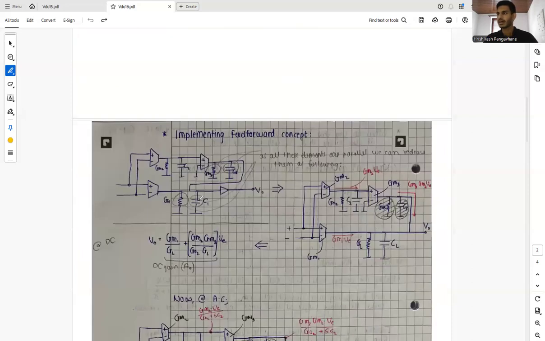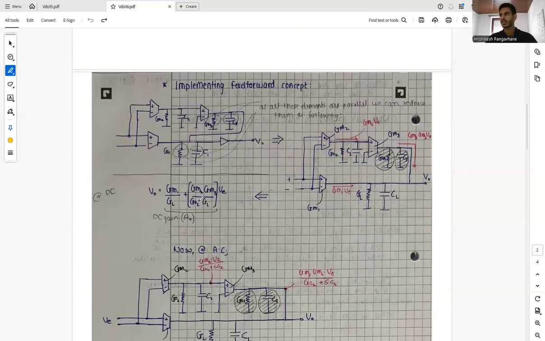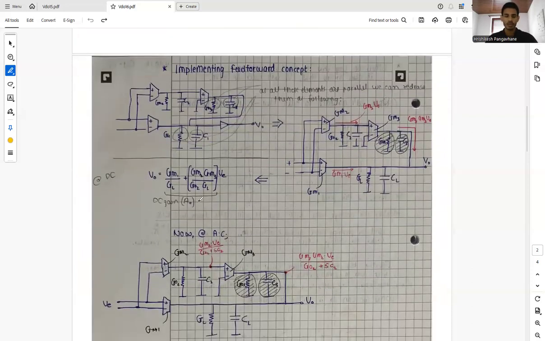So now let's discuss the implementation of the feed forward concept. This op-amp is called a feed forward compensated op-amp, or feed forward frequency compensated op-amp. So what we do over here is we have our integrator.